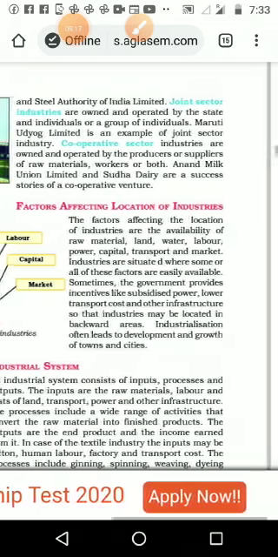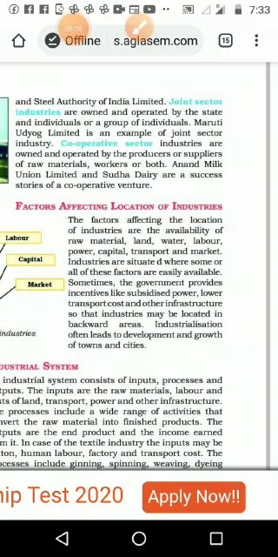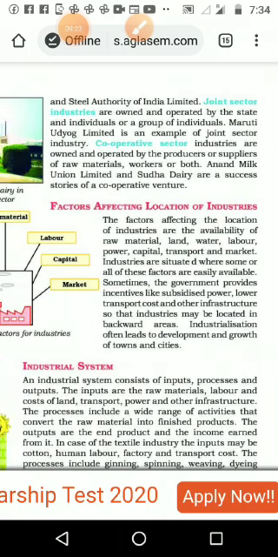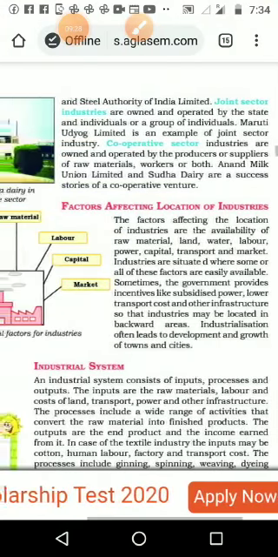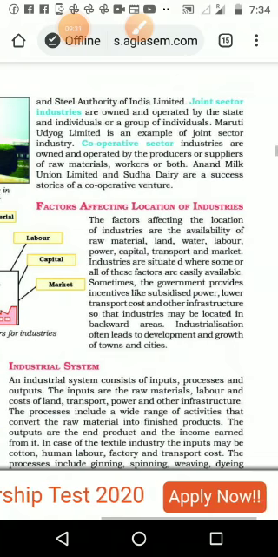In some areas we can see all these things, for example Mumbai, where everything is available. But in some other places, only 4 to 5 things will be available. That's why we go and start factories there.